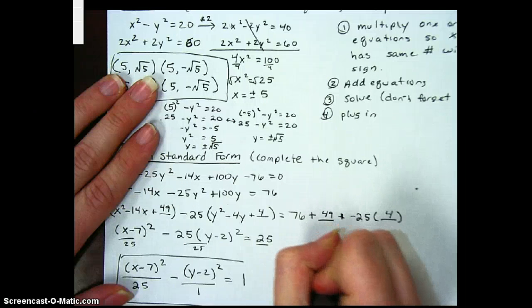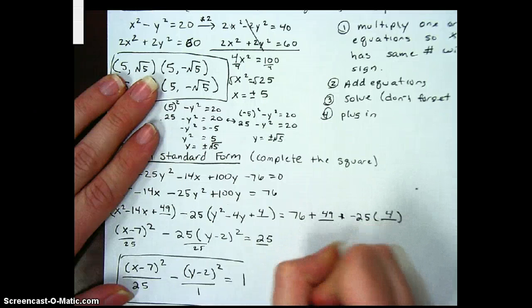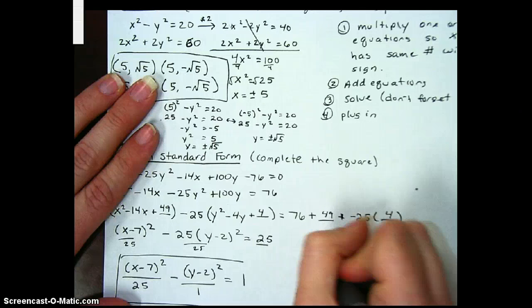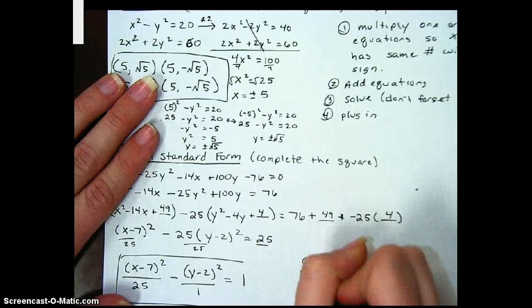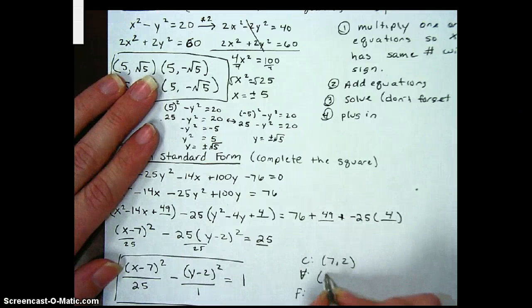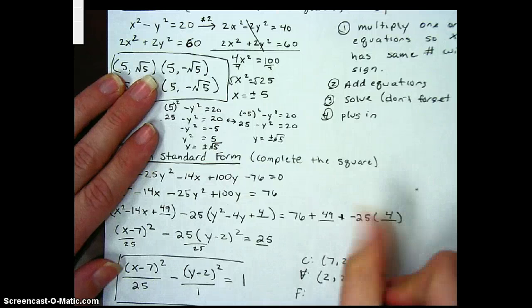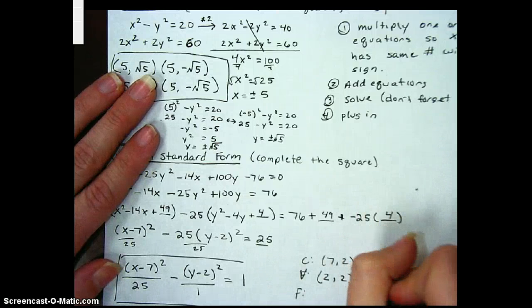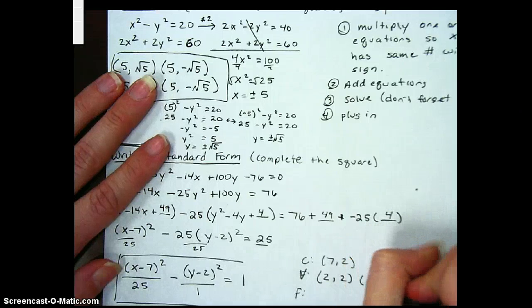Always good to label your center, vertices, and foci. Our center is at 7, 2. Our vertices, because x leads, are going to go left and right. They're going to go left and right 5. So if we go left 5, we'll have the point 2, 2, because we're going to subtract 5 from 7. If we go right, we're going to add 5 to 7, which would be 12, 2.